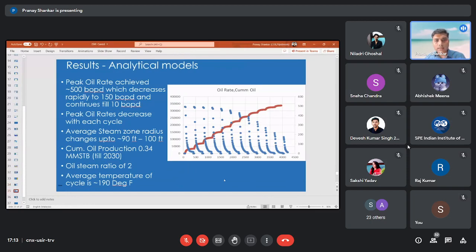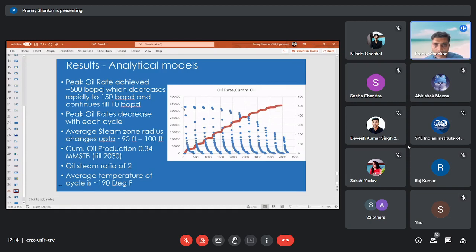So this is just a result. These are your individual cycles that you see. So peak oil rate achieved was 500 barrels, on this secondary y-axis, and decreases rapidly to less than 150 barrels, and then continues till 10 barrels, because 10 barrels was your commercial limit. So this is the benefit of CSS. A well which has a capacity to produce 10 to 100 barrels can produce up to 500 barrels.